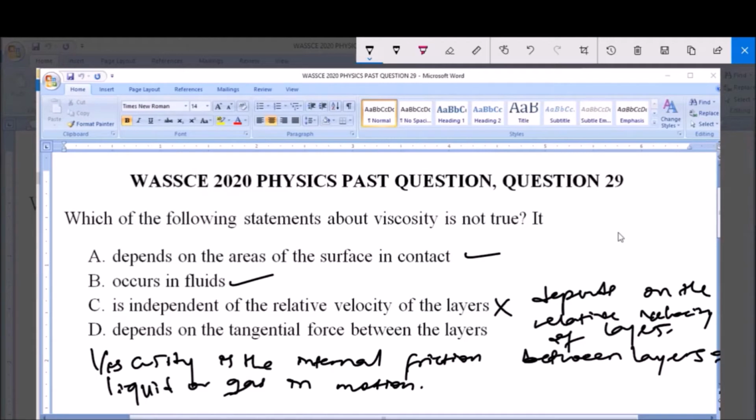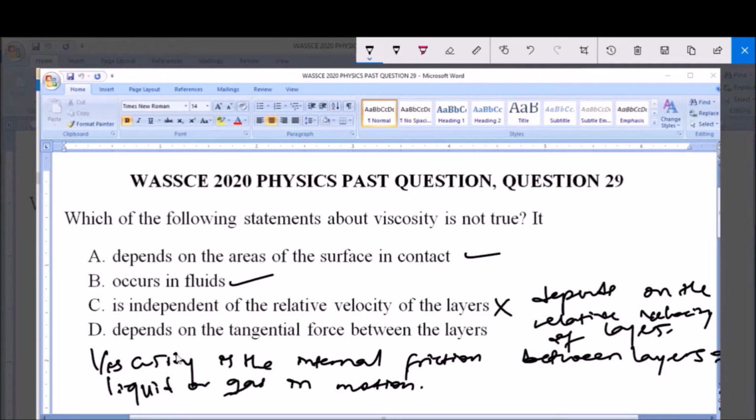If you have a viscous fluid like your engine oil, and you put a stone inside this engine oil, you discover that this stone will be going down gradually, little by little. It won't be as when you put a stone inside a less viscous fluid like water. Now this stone moving downward is experiencing viscosity. And now its velocity is relative to the velocity of the layers of this fluid, and so therefore viscosity depends on the relative velocity of the layers in contact.